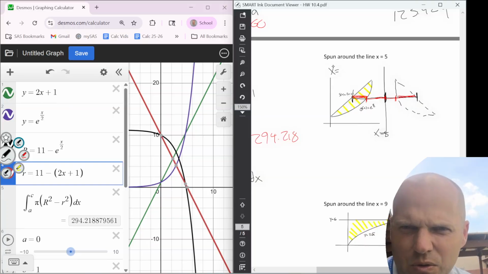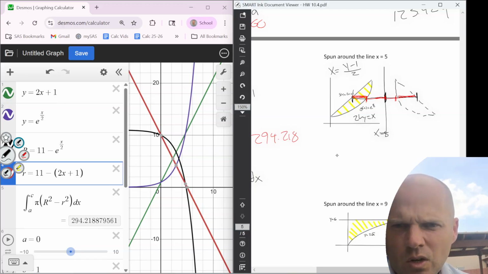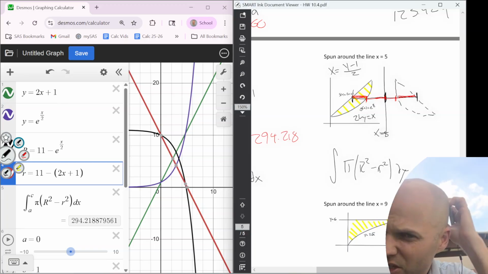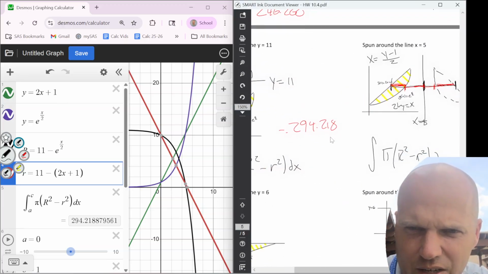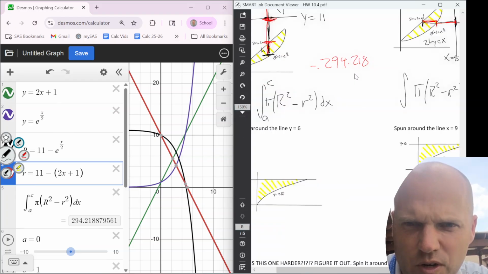We go back to x equals (y minus 1) over 2, and we go back to 2 log y. This is x equals 5. We can see I'd have an outer radius squared minus an inner radius squared dy. Make sure you understand where this comes from. I don't think I did a good job making sure you understand that formula, where it comes from.